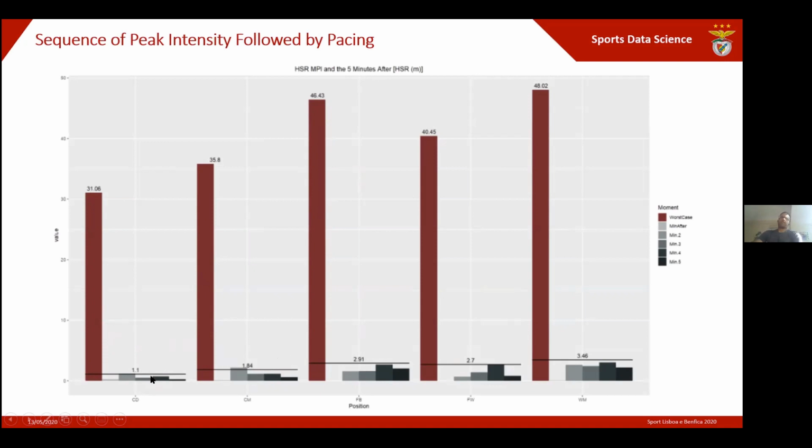So one of the first questions that you would ask even before you do any modeling is, is this actually statistically significant? Is the distance that they cover 5 minutes after a sequence of peak intensity actually statistically lesser than the match average? So this image is kind of priming us for a question that we will answer in the following slide.